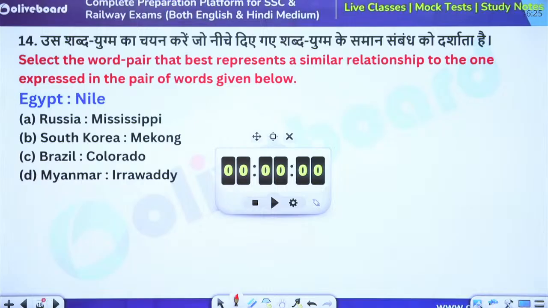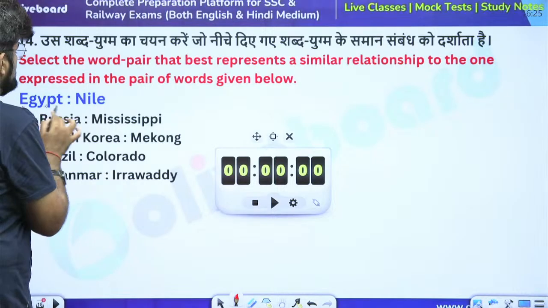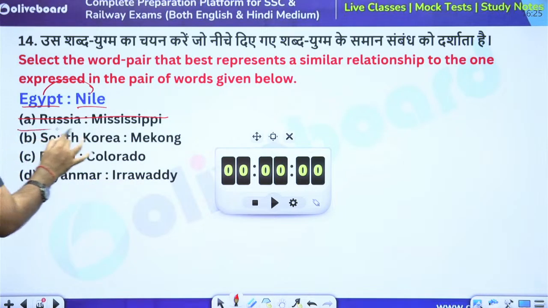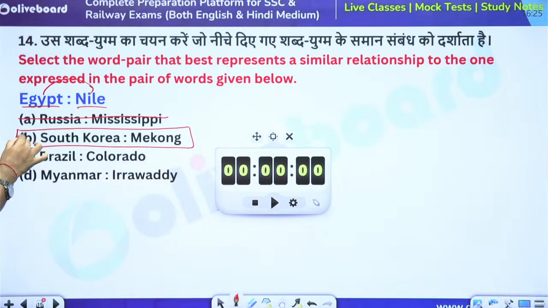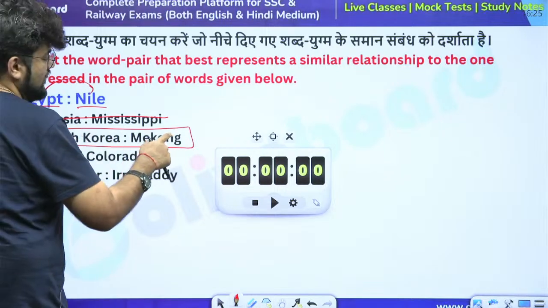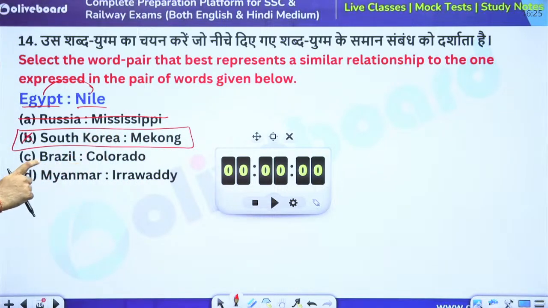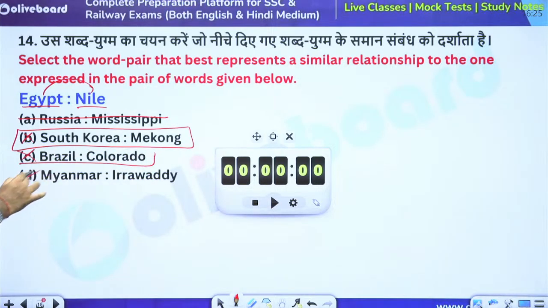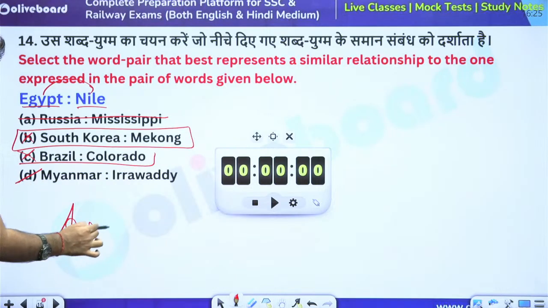I think it's very simple, direct GK based. If Egypt has the river Nile, Russia and Mississippi is absolutely not correct. This one is a close one for a lot of people, but Mekong is not flowing in South Korea. It flows in the South China Sea and covers Vietnam and other countries, but not South Korea. Colorado is in North America, not in Brazil. Brazil is in South America. So Myanmar, Irrawaddy is the correct answer, which is option D.